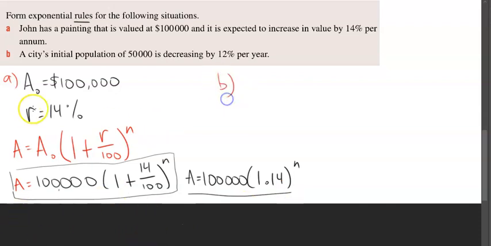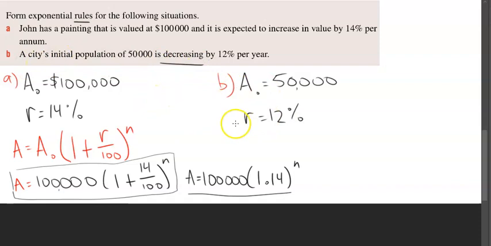Question B, a city's initial population of 50,000 people is decreasing by 12% per year. So, we know that our initial is 50,000 and our rate is 12%. Now, the key word here is decreasing. So it's a decay. So they're losing 12% of the population per year. So it's going to keep going and going and going down.